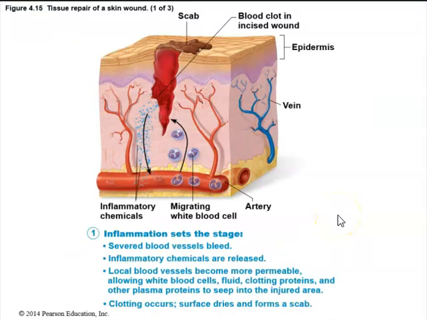So here we can see how tissue repair occurs in a skin wound. So first we have the inflammation that sets the stage. We know that once we have a cut, the severed blood vessels will bleed, inflammatory chemicals will be released. Then the local blood vessels will become more permeable, meaning more things can filter through, which allows white blood cells, fluid, clotting proteins, and other plasma proteins to seep into the injured area. Then we have clotting that occurs thanks to clotting factors in the blood, and the surface will dry and form a scab.